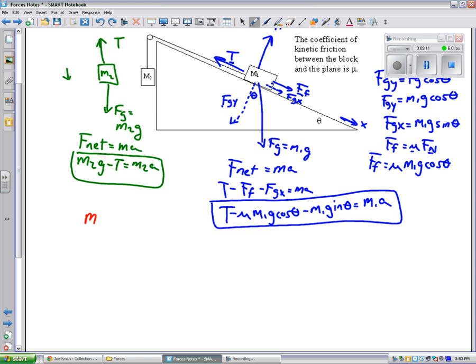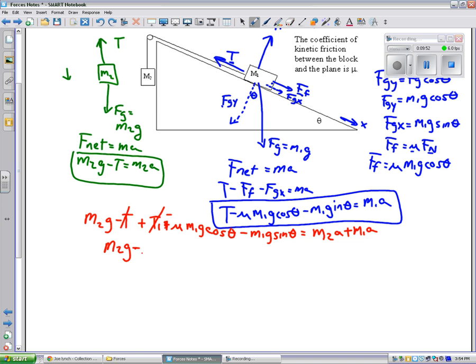So we have M2G minus T from the first equation we had, and I'm going to add the second equation, T plus mu M1G cos theta minus M1G sine theta. Then I'm going to add the right sides, M2A plus M1A. Now, the T's cancel, so I know I'm on the right track. And I get M2G, oops, I missed a sign here. This one should be minus.